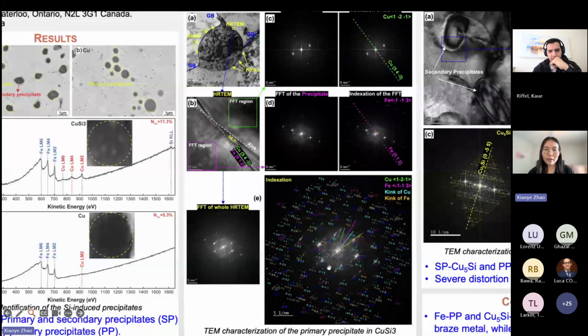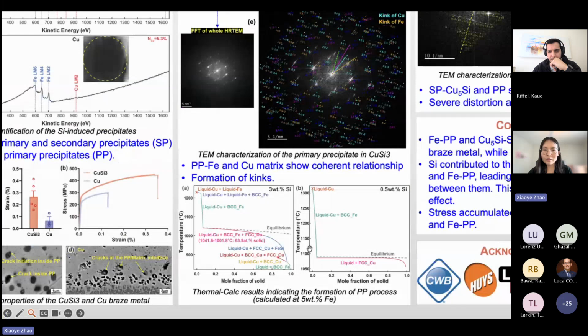So I did a Thermo-Calc calculation, which helps us understand this. So we have 3% silicon and 0.5% silicon. And when we have lower silicon, the solidification process is very direct and clear. So we have the iron formed first and then copper. So they are separate processes.